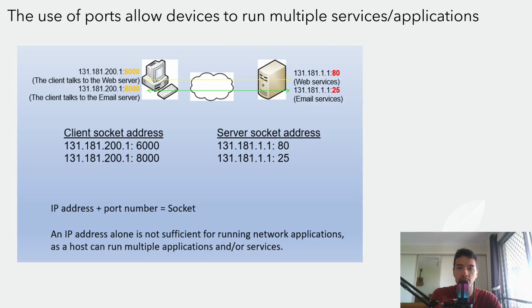So the use of ports allows devices to run multiple servers and applications. For example, in the top part over here, you can see the client talks to the web server, and the web server is talking via port 80, and you're on 6,000. The client is talking via email, you're on 8,000. This one's on 25. So you're creating a socket. So you have the IP address plus the port number, which is going to be this and this and this and this. So this will create a socket. An IP address alone is not sufficient for running an application, as the host can run multiple applications and services.